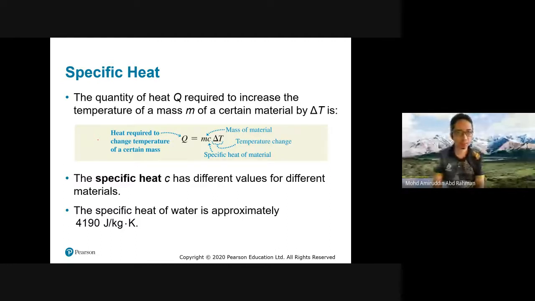The specific heat of water is approximately 4190 joules per kilogram Kelvin. So that's the specific heat of water, which is equal to c.